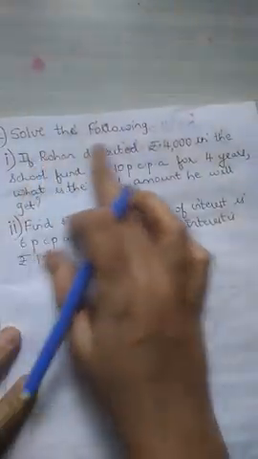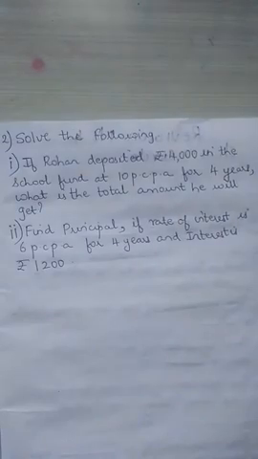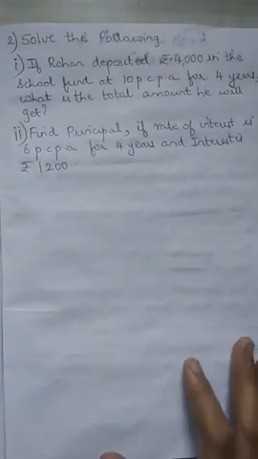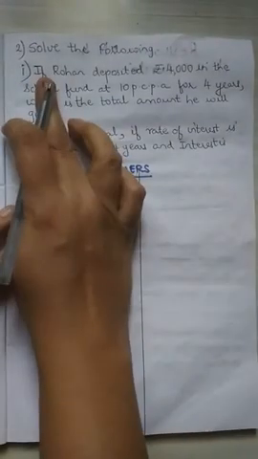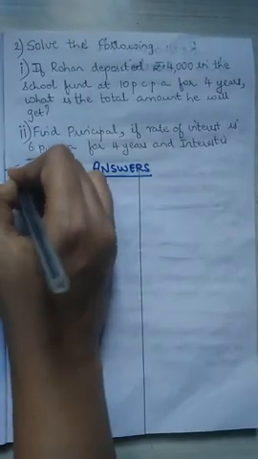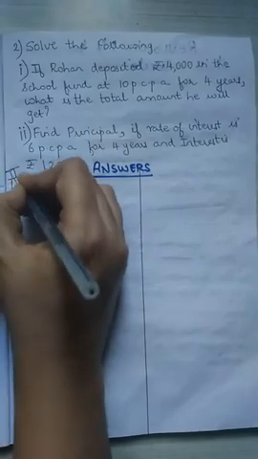Next question is solve the following. You have to solve these two questions. Let's start. Since I have a space here, I will do the sums here only. So let me start with what is given. First, let me write the second question. I've written the answers here and I'm writing the second question here. First one. Let me write what is given.